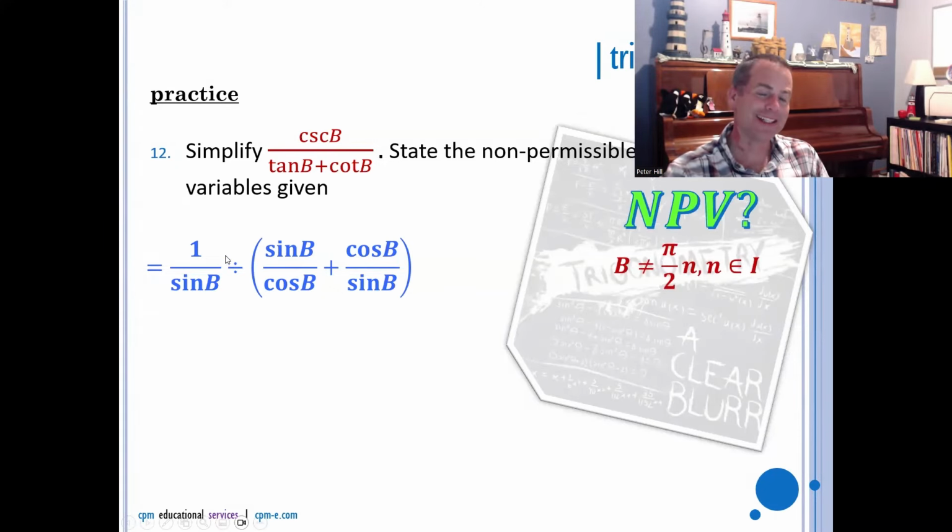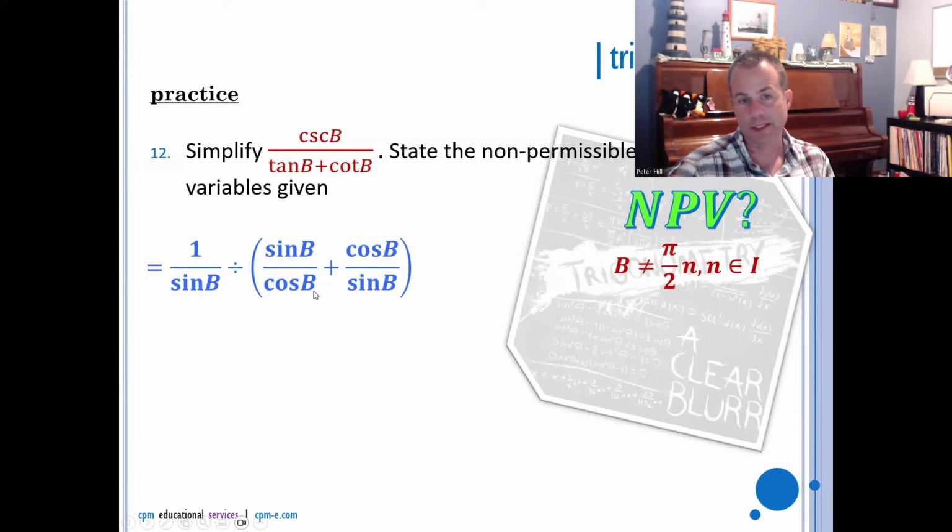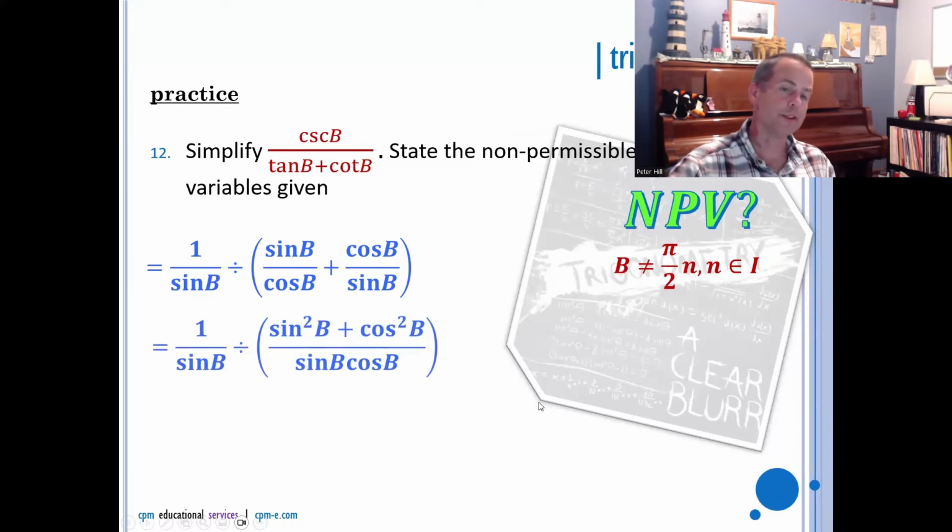Now, I can't change this to multiplication and flip the next fraction if there's multiple fractions going on here. So the first thing I have to do is add these together. I need a common denominator to do that. My common denominator is going to be sine b cos b. So for this guy, I'm going to need to multiply him by sine b over sine b. And for this guy, I'm going to need to multiply him by cos b over cos b. So that's going to end up being sine squared b plus cos squared b over sine b cos b.